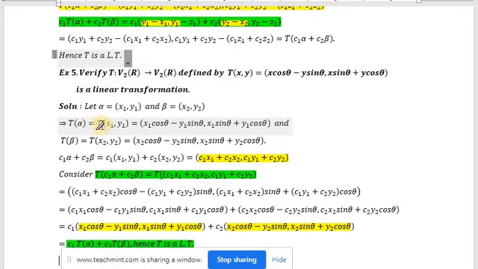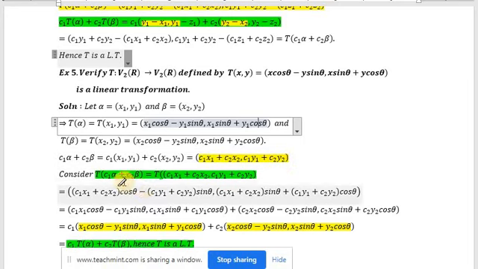Then T of alpha is equal to T of x1 y1, T of beta is equal to T of x2 y2. T of x1 y1 means it is x1 cos theta minus y1 sin theta, comma x1 sin theta plus y1 cos theta. Similarly, T of beta is equal to x2 cos theta minus y2 sin theta, comma x2 sin theta plus y2 cos theta. Take C1 alpha plus C2 beta, that is C1 of x1 y1 plus C2 of x2 y2 equal to C1 x1 plus C2 x2, comma C1 y1 plus C2 y2.